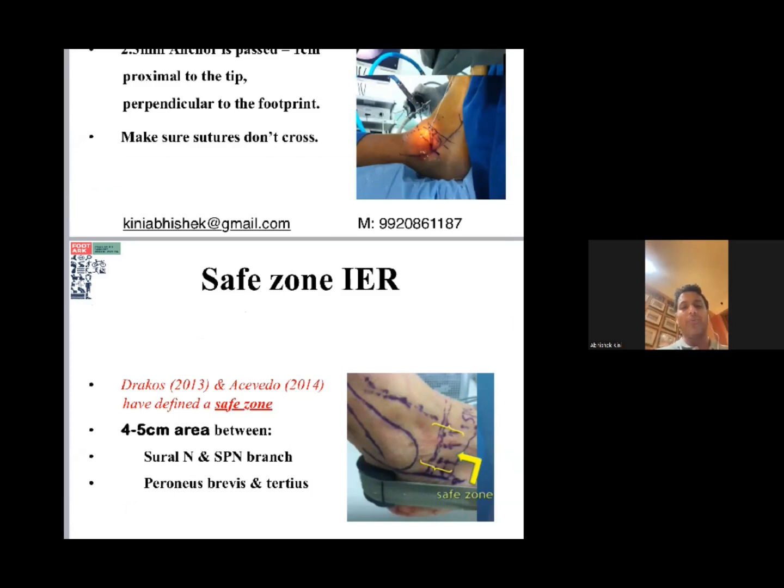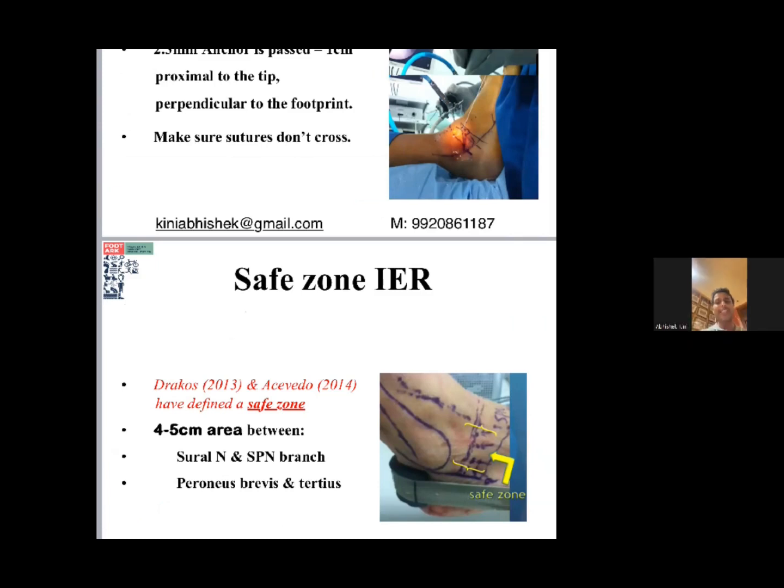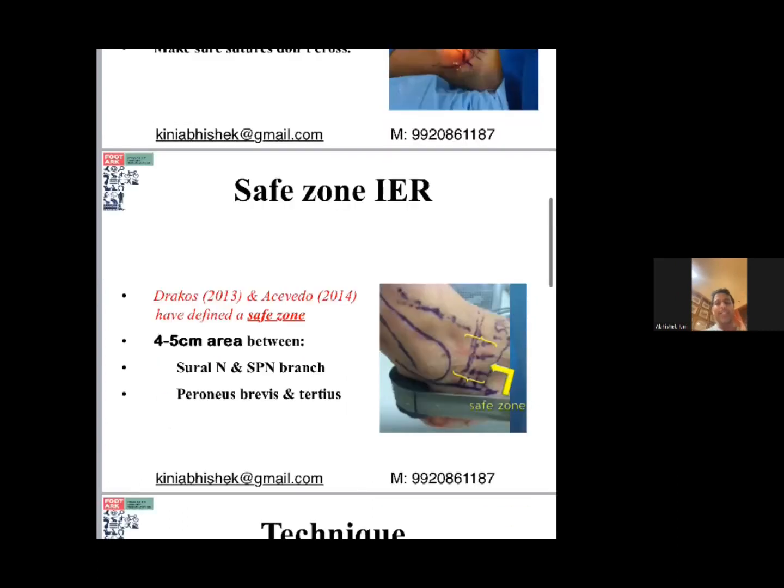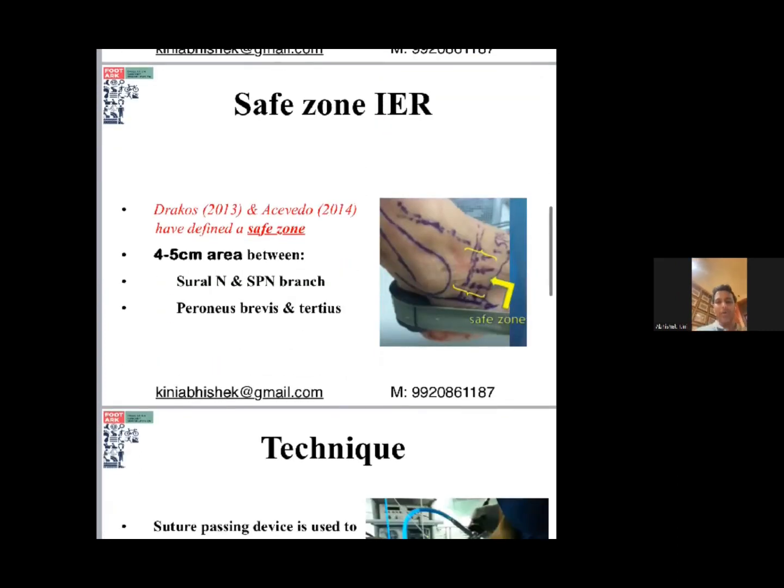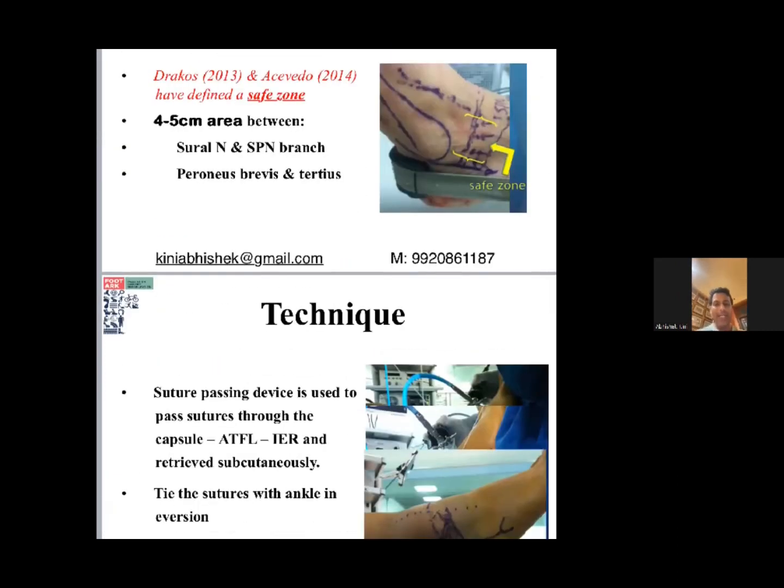And that's a good 4 to 5 centimeter area between the sural nerve, superficial peroneal nerve branch, and the peroneus brevis and the tertius. That's the safe interval through which you have to take bites. Again, sorry for this, but the bites are taken or passed perpendicular to that. It grasps the inferior extensor retinaculum, the capsule, and the ligament.